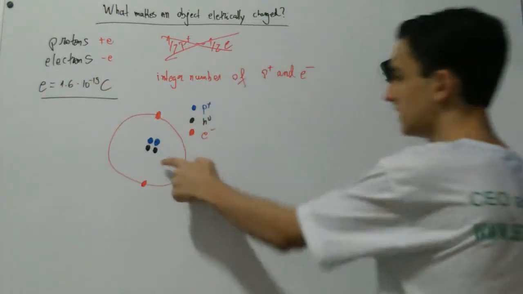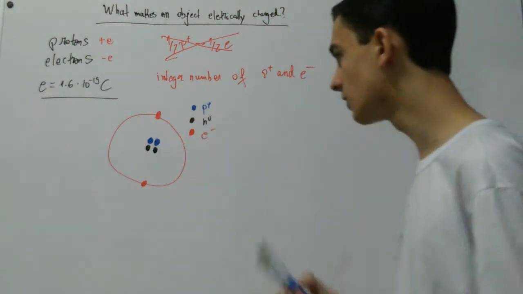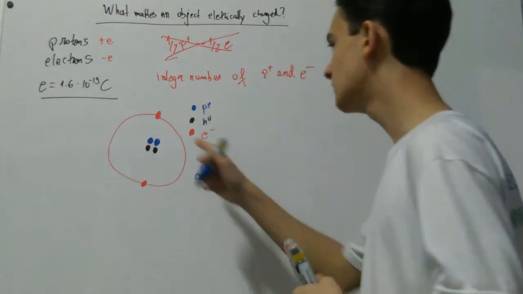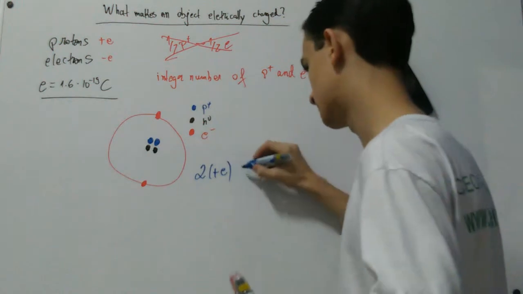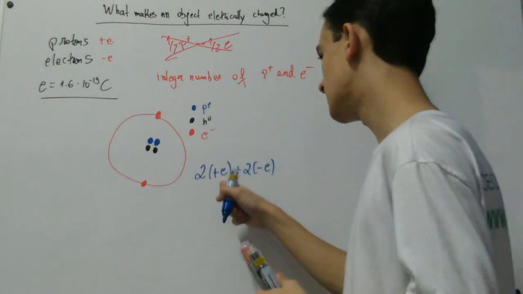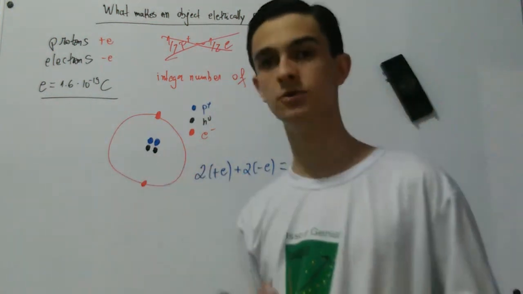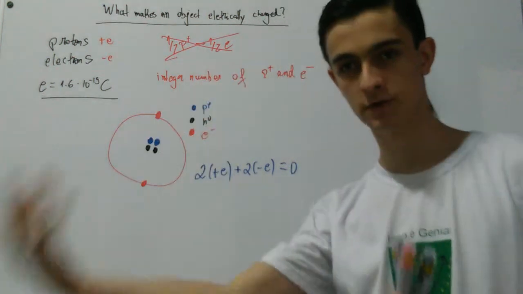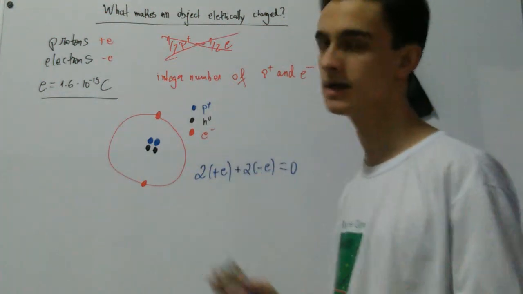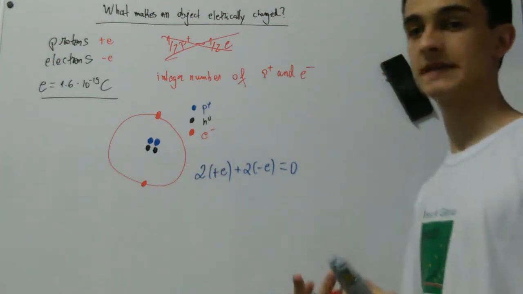So what makes this atom neutral? Well, we have 2 protons, so we have 2 times positive E, and we have 2 electrons, so plus 2 times negative E. So 2E minus 2E is 0. It's because of this that the atom is neutral. The same number of protons, the same number of positive charges, as the number of negative charges, the number of electrons.